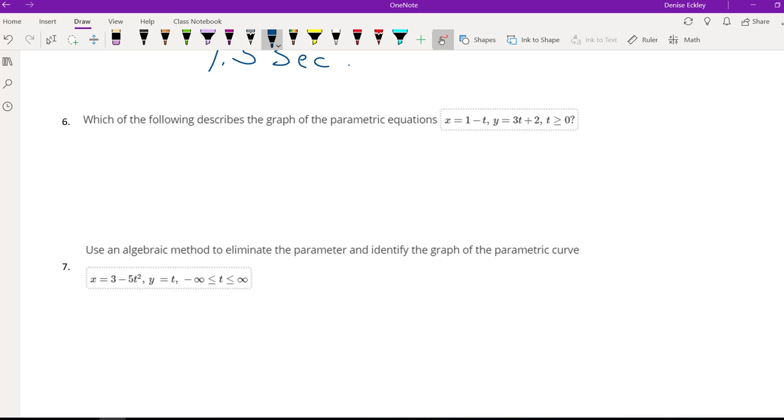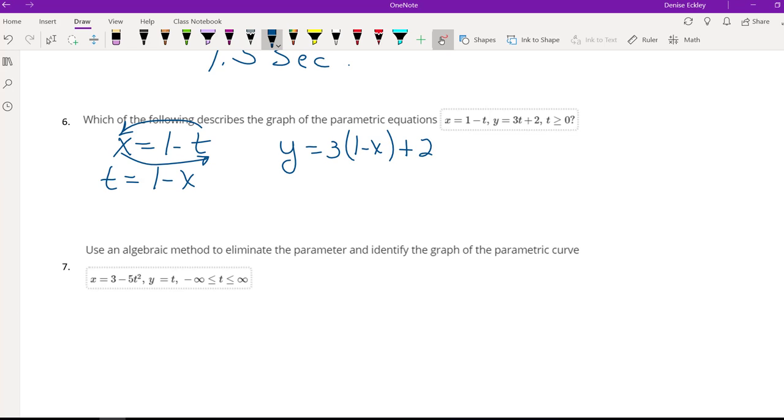So in this case, taking my x equation and solving for t, you get that t is going to equal 1 minus x. And then y is going to be 3 times 1 minus x, plus 2. So distributing the 3, you get y equals 5 minus 3x, and that looks like a line, but when you take into account that t is greater than or equal to 0, what you're going to have is a ray.